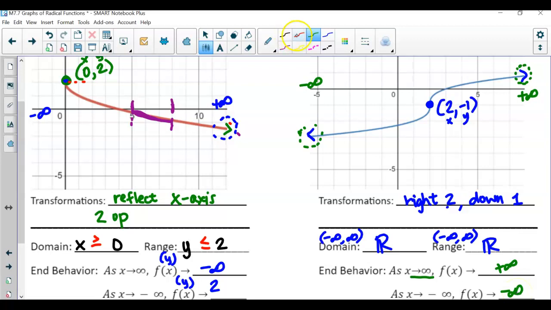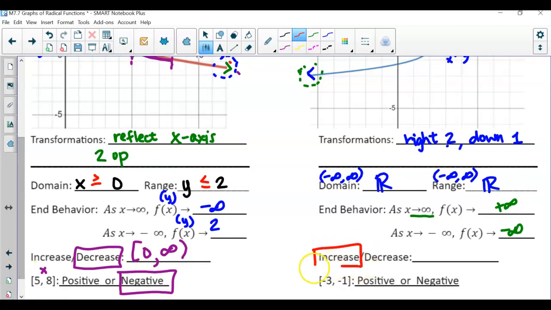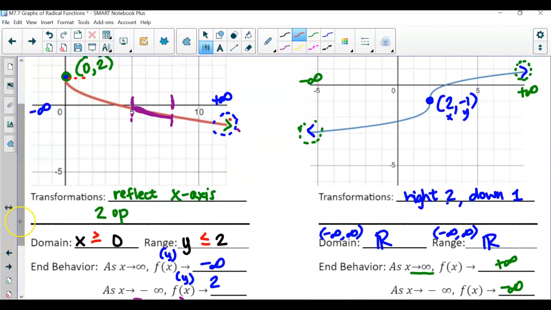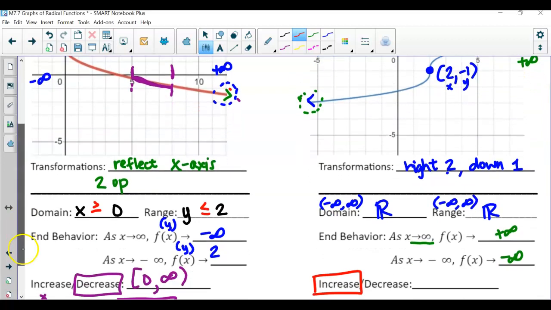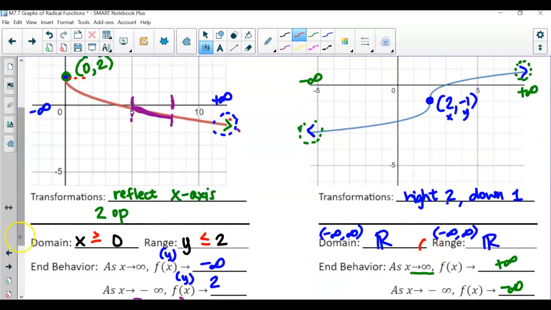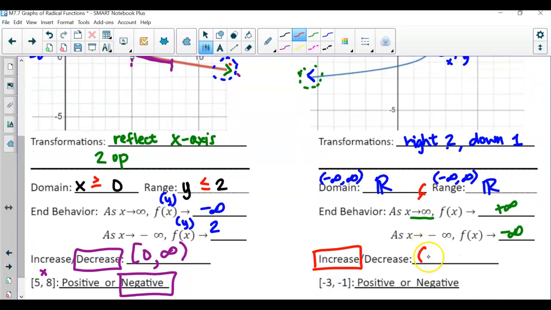Now let's look at our interval. So let's see if this graph is increasing or decreasing. Again, always read left to right. So left to right, what's happening? We are constantly increasing, going up. So this is increasing, and this is nice because for the interval, there's no starting point, right? We are literally increasing from negative infinity to positive infinity.